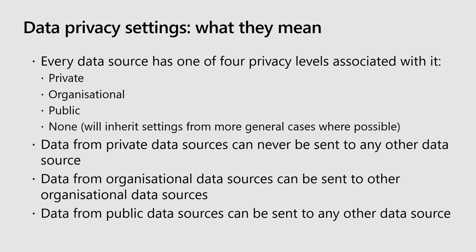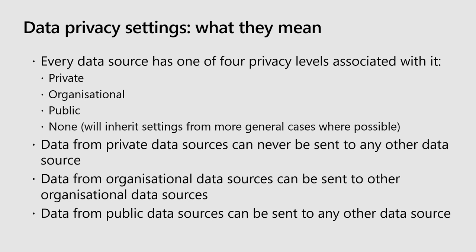Every data source can have one of 4 data privacy levels associated with it: private, organizational, public, and none. I'll talk about none in a moment. But the basic rule is, if a data source is marked as private, data cannot go from one private data source to anywhere else. So it's the most sensitive level of data.